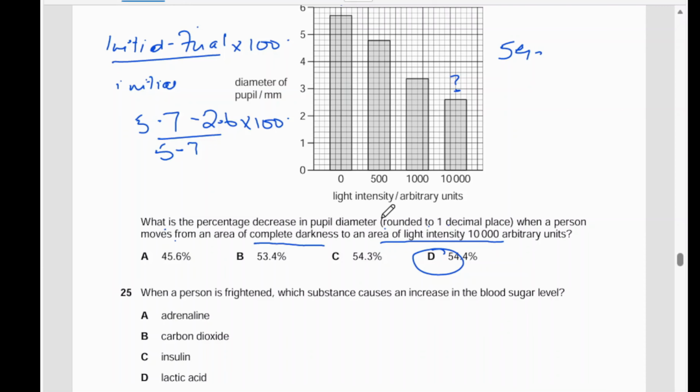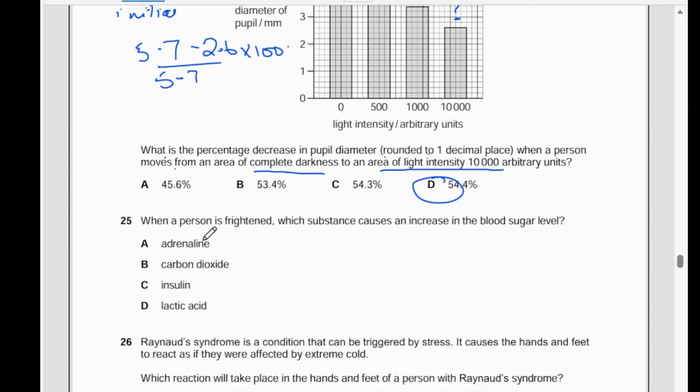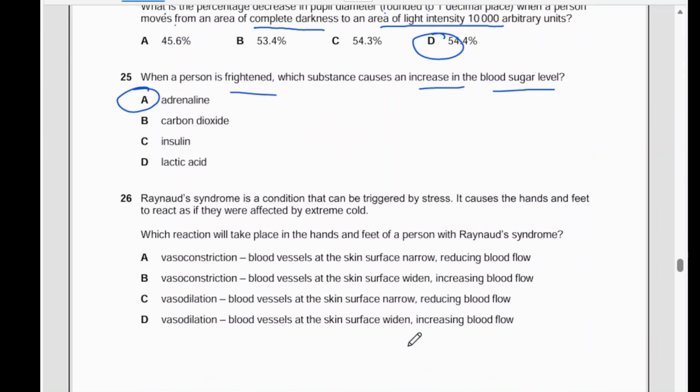So it's then 54.38, which would be rounded off to 54.4. Okay, when a person is frightened, there is an increase in blood sugar level. So we discussed this earlier as well, that this prepares the body for the increased activity.